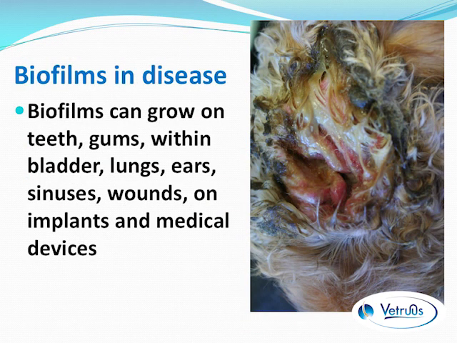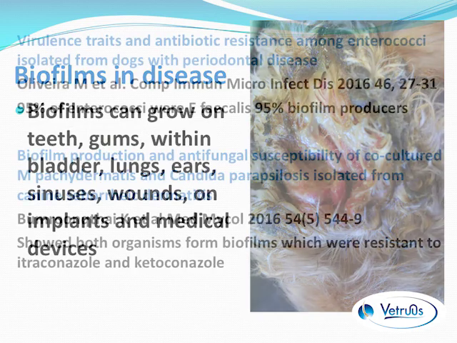When we look at biofilms in disease, we know they can grow on all sorts of surfaces. So they'll grow on teeth, they'll grow on gums where they lead to things like gingivitis and dental decay. They'll grow within bladders where they perpetuate cystitis. They're found in lungs, particularly in people, where they contribute to a whole range of diseases. We also now know that they're found in ears, in both the external ear canal and in the middle ear. They're found in sinuses, they're found in wounds, and of course we have recognised them for some time on implants and medical devices.